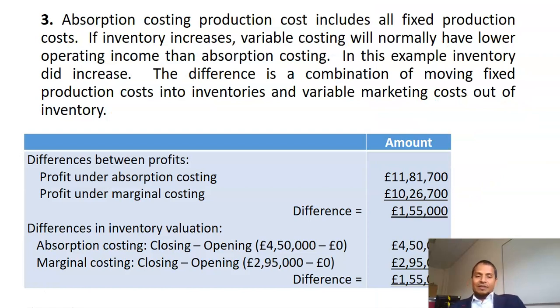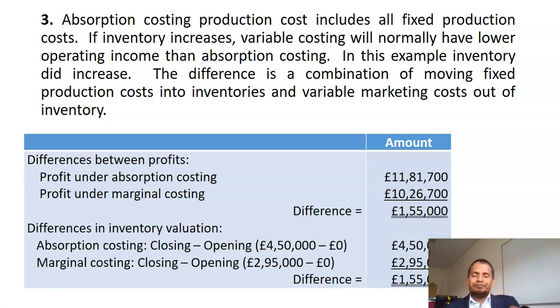Now the difference. Why the difference happened is basically because of the inventory costing. In absorption costing, production cost includes all fixed production cost. If inventory increases, variable costing will normally have lower operating income than absorption costing. So if inventory increases, what was your beginning inventory and what's your closing inventory? If ending inventory is more than opening inventory, then your profit in absorption costing will increase. Why? Because the product cost in absorption costing is higher.